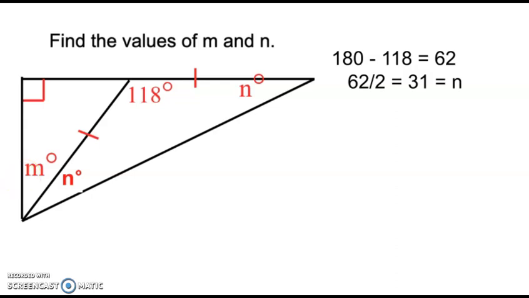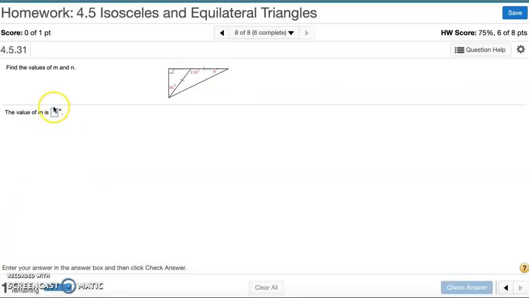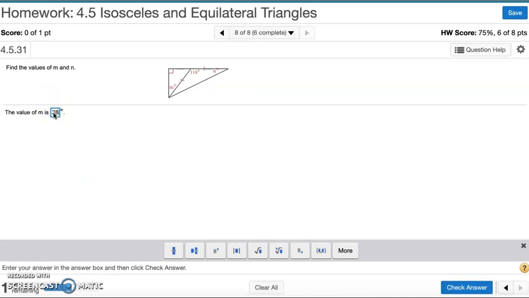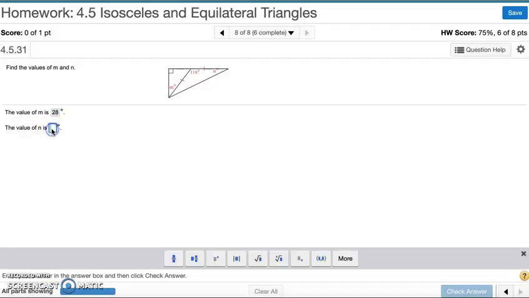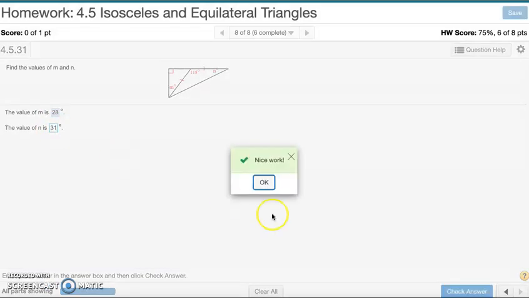Now to find m. 118 in this angle is a linear pair, because we want to find these two angles so we can find the third one of m. So subtract 118 from 180, and we get 62. Now to find m, add up 90 plus 62, and subtract it from 180, and we get 28. So let's type it in. So m is 28, and n is 31. And that's number 8.